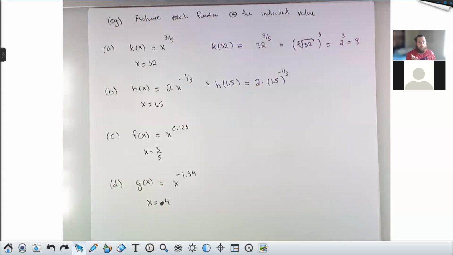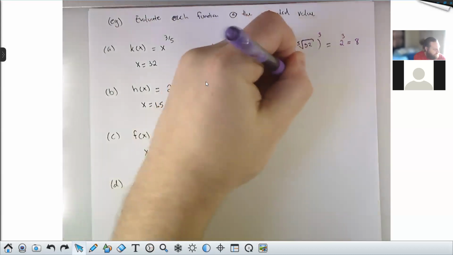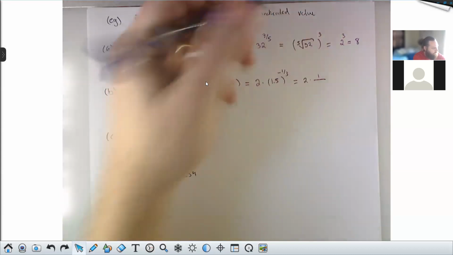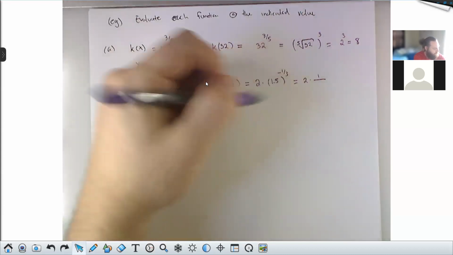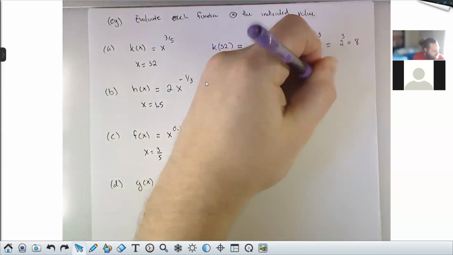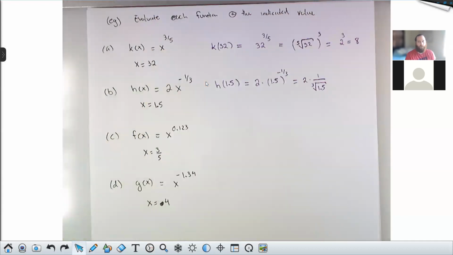What kind of stuff could we do by hand here? Not a lot. I can write this as 2 times 1 over, well, the negative power, remember, sends the whole term downstairs, and then 1/3 is the cube root. So that's 2 times 1 over the cube root of 1.5.